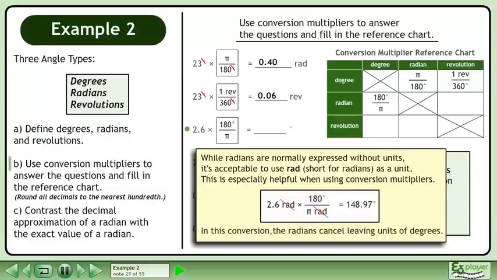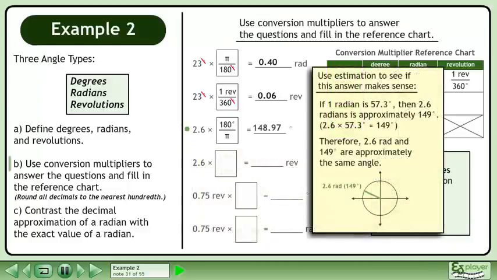In this conversion, the radians cancel, leaving units of degrees. 2.6 radians is approximately 148.97 degrees. We can use estimation to see if this answer makes sense. If 1 radian is 57.3 degrees, then 2.6 radians is approximately 149 degrees. We get this with the calculation 2.6 times 57.3 degrees is approximately 149 degrees. Therefore, 2.6 radians and 149 degrees are approximately the same angle.